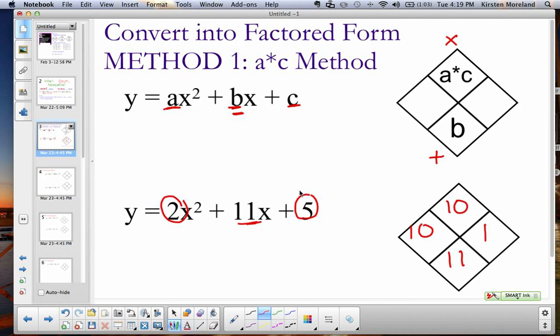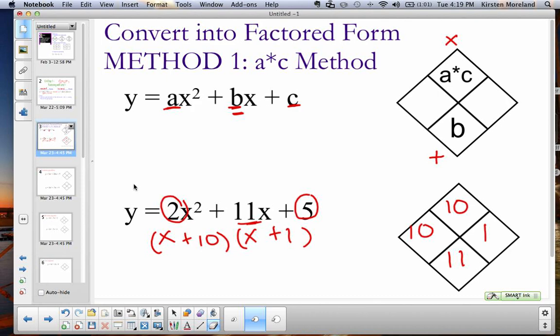Now I can't jump to my answer and write this. I can't do this. Okay, I got my parentheses, x and x like before, and 10 and 1. That just doesn't work for this one because I now need a 2x rather than an x and an x, and I can't just change that.